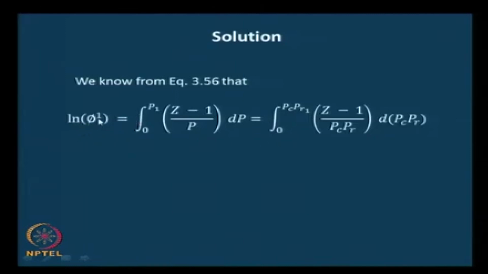We already know that ln of phi1 is an integral from 0 to P1 of (Z minus 1) by P dP. Now the way to express this in terms of reduced properties is to replace these actual variables with the reduced variables. We know that P is PcPr and dP, as we have already seen, is Pc, which is a constant, times dPr. I have written down the steps here, PcPr and d of PcPr, and the Pc, when it comes out common here, will get cancelled with this.